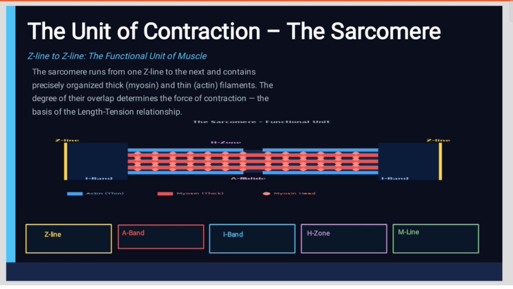The M line runs through the center of the H zone and anchors the myosin filament in place. You can always remember: A band is equal to always constant. You people always confuse the A band with the I band. Remember, A is always constant. H zone, H stands for has only myosin at rest. The H zone disappears when actin slides in.